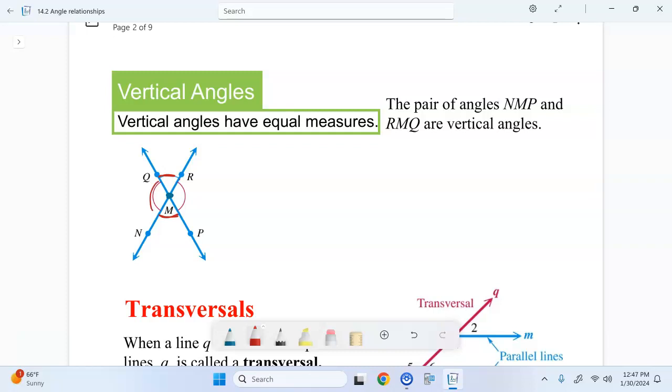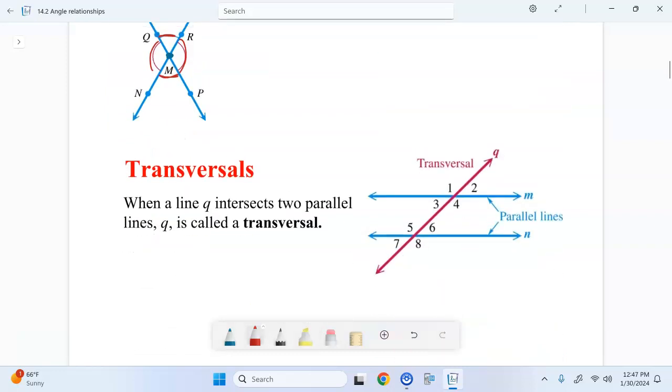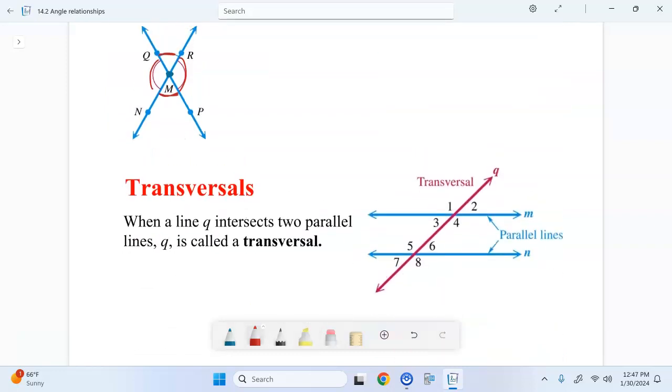Same thing here. These two angles will be the same size. Those are our vertical angles. Another common relationship we have, if we take two parallel lines, remind me what parallel means. They never touch. We take two parallel lines and intersect them with a third line. That is called a transversal.